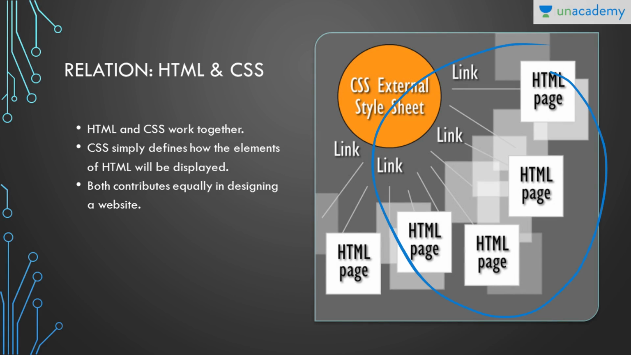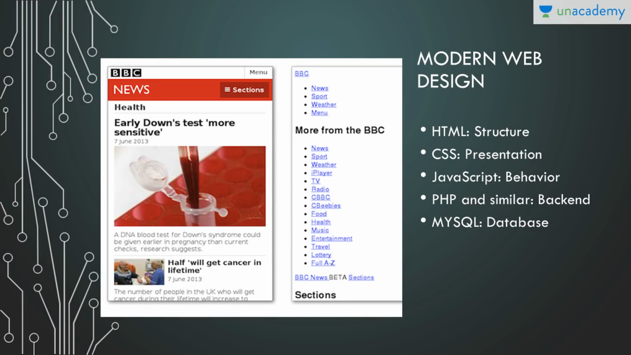Now HTML and CSS both work together, right? As you can see in the example that here are the HTML pages, right? And behind HTML pages there may be single or multiple CSS files linked. Okay, so in this way we can see that multiple CSS files can be linked with a single HTML document, right? In this way CSS simply defines the elements of the HTML, so how they will be displayed in your web page. Okay, and that's why the contribution of both CSS and HTML in designing a web page is very important, right? So this is the relation between HTML and CSS, right?